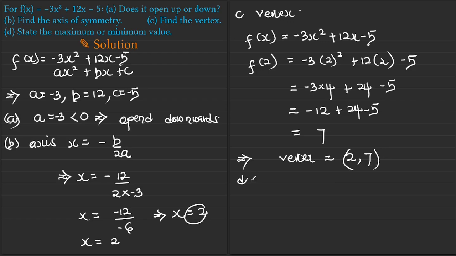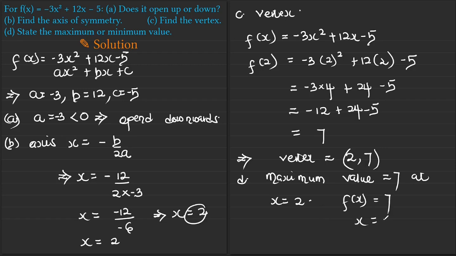So we say, since the parabola opens downwards, the vertex gives a maximum value. So the maximum value is simply 7, and it occurs at x being equal to 2. In other words, you can say the maximum value of the function is 7, where x is equal to 2. As simple as that. That ends this third question.